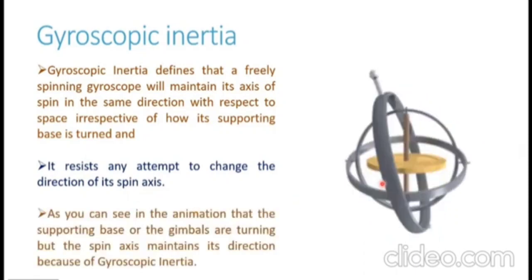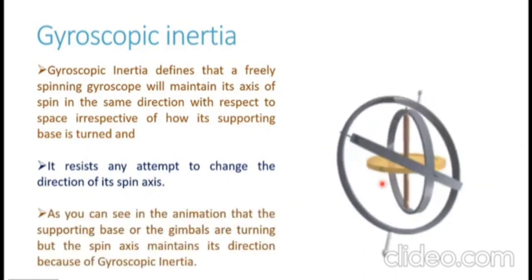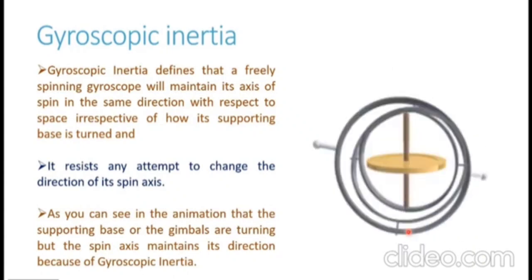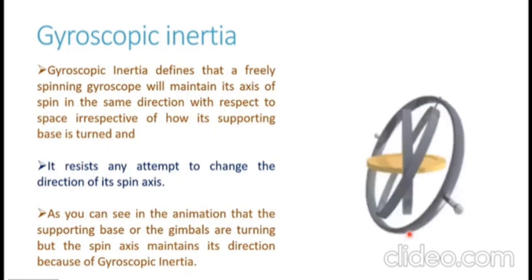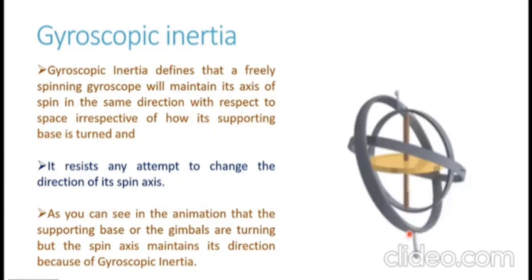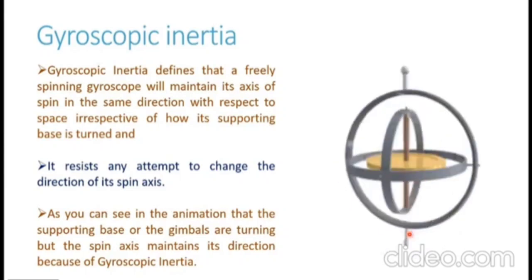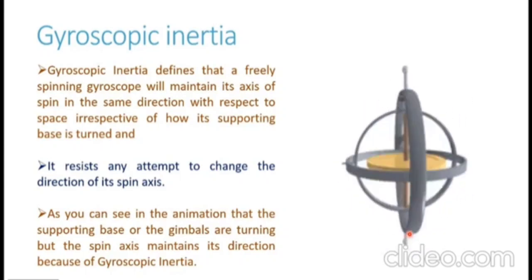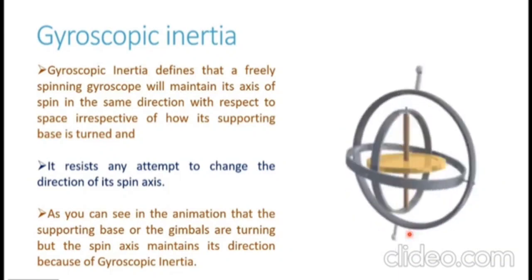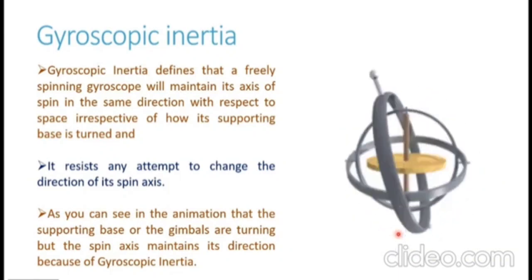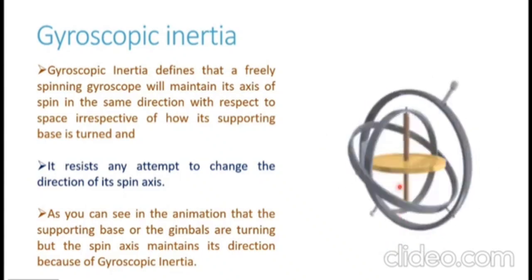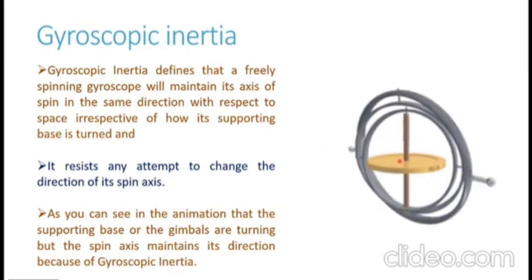Now, as you can see in this particular animation, the base or the outer member, which has these two handles attached to it, the supporting base or the outer members as well as the gimbals are turning, but the spin axis maintains its direction. This happens because of gyroscopic inertia. You can move the outer member holding it by these handles in any particular direction you may like, but the spin axis will continue to maintain its direction of spin.